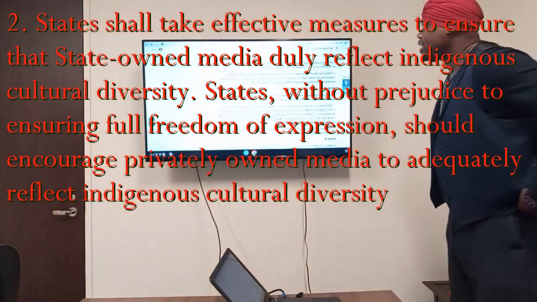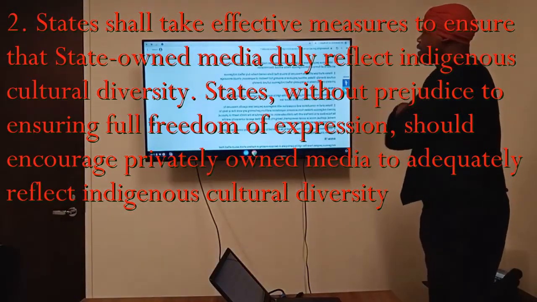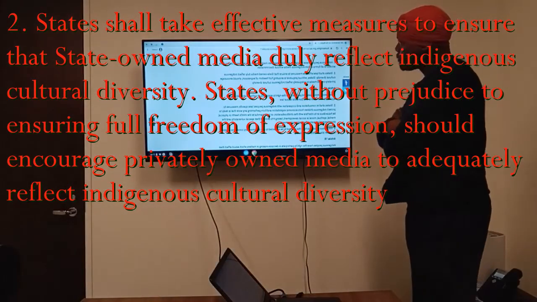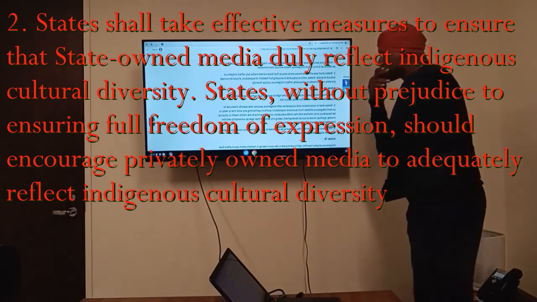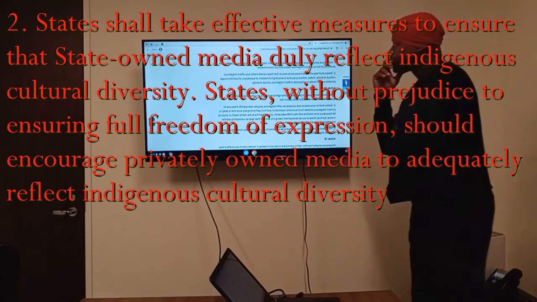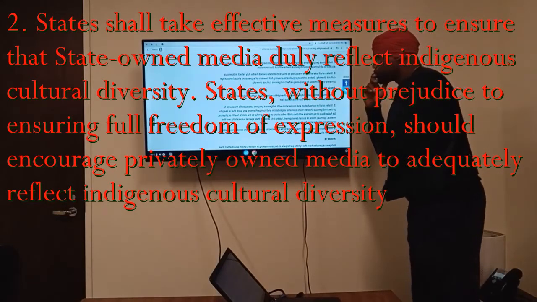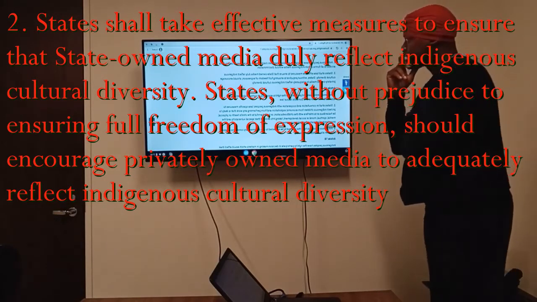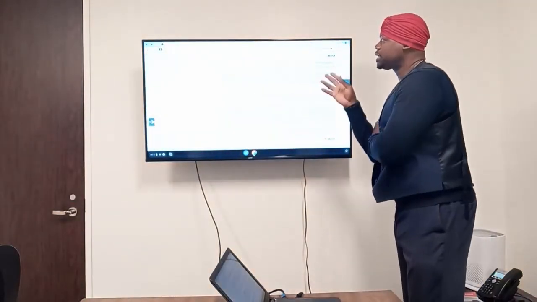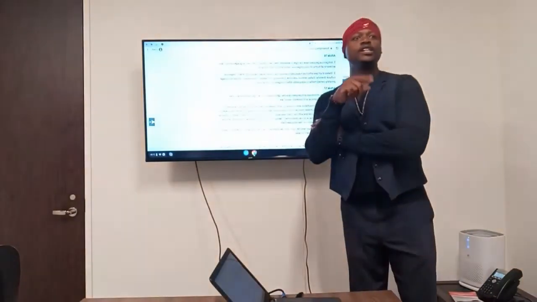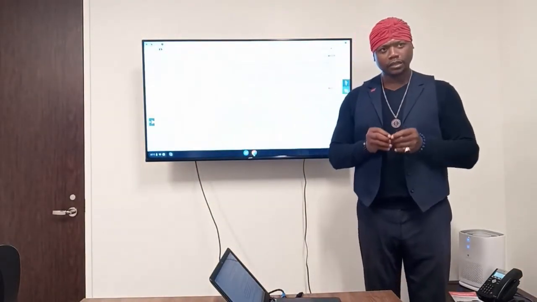Number 2. Article 16, Section 2. States shall take effective measures to ensure the state-owned media duly reflect indigenous cultural diversity. States, without prejudice to ensuring full freedom of expression, should encourage privately owned media to adequately reflect indigenous cultural diversity. So what they're saying, let's stop there. They're saying that the media is supposed to reflect us in a positive light.